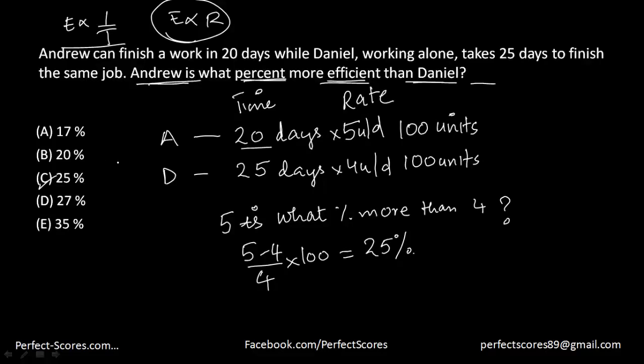The question says that Andrew can finish a job in 20 days while Daniel takes 25 days to finish the same job. I asked Andrew is what % more efficient than Daniel. So instead of going by inversely proportional things, we went with directly proportional. So we assumed the total work to be of 100 units. If the total work is of 100 units and Andrew takes 20 days to finish the job, that means he's going to finish 5 units per day. And if the total job is of 100 units and Daniel takes 25 days, that means he's going to finish 4 units per day.